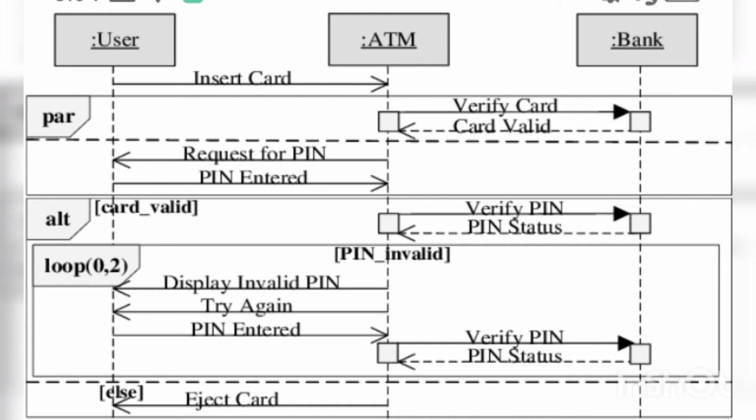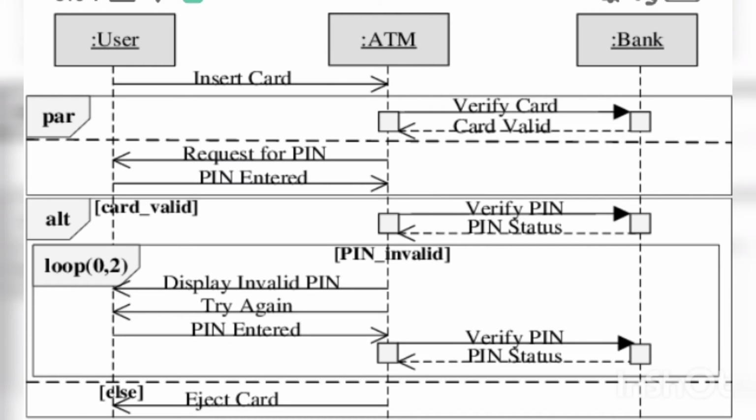Next, if it is invalid, then it displays invalid pin, the ATM will tell the user that it is invalid. The message will also be given: try again. Then again the user will enter the pin and it will verify, and the pin status will be given. Already we have seen above that card valid is a result of the previous activity, so it is a dotted line. Here also we verify the pin, and the status is the result of the previous activity, so there also we are representing it in a dotted line.